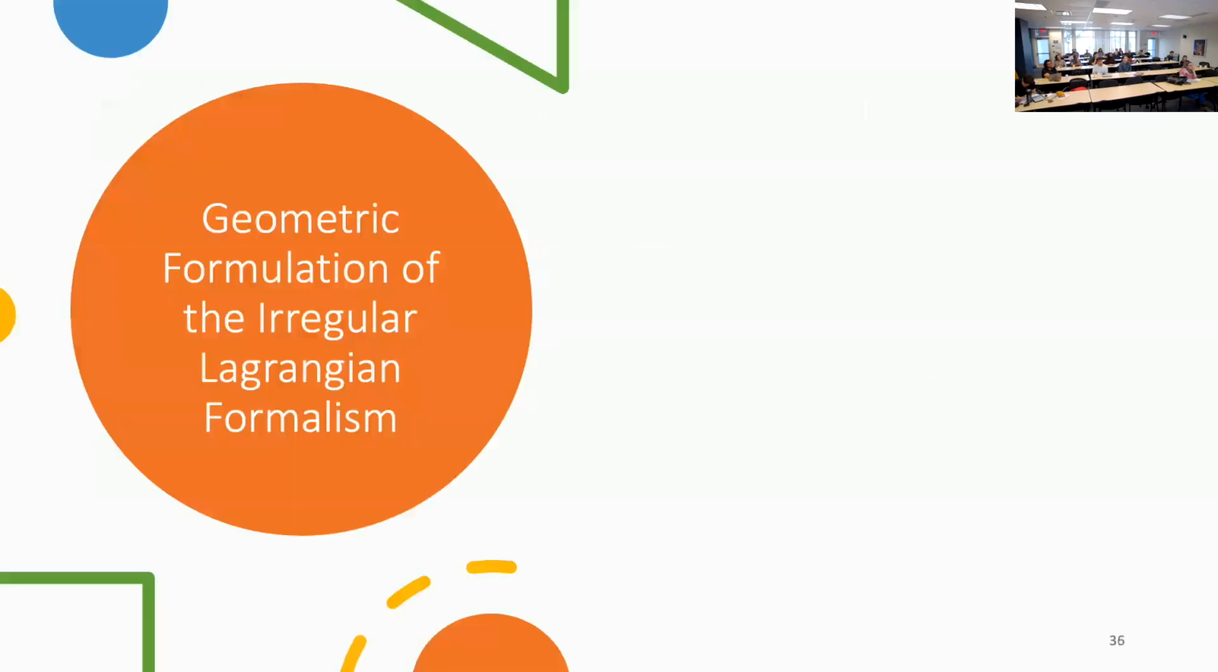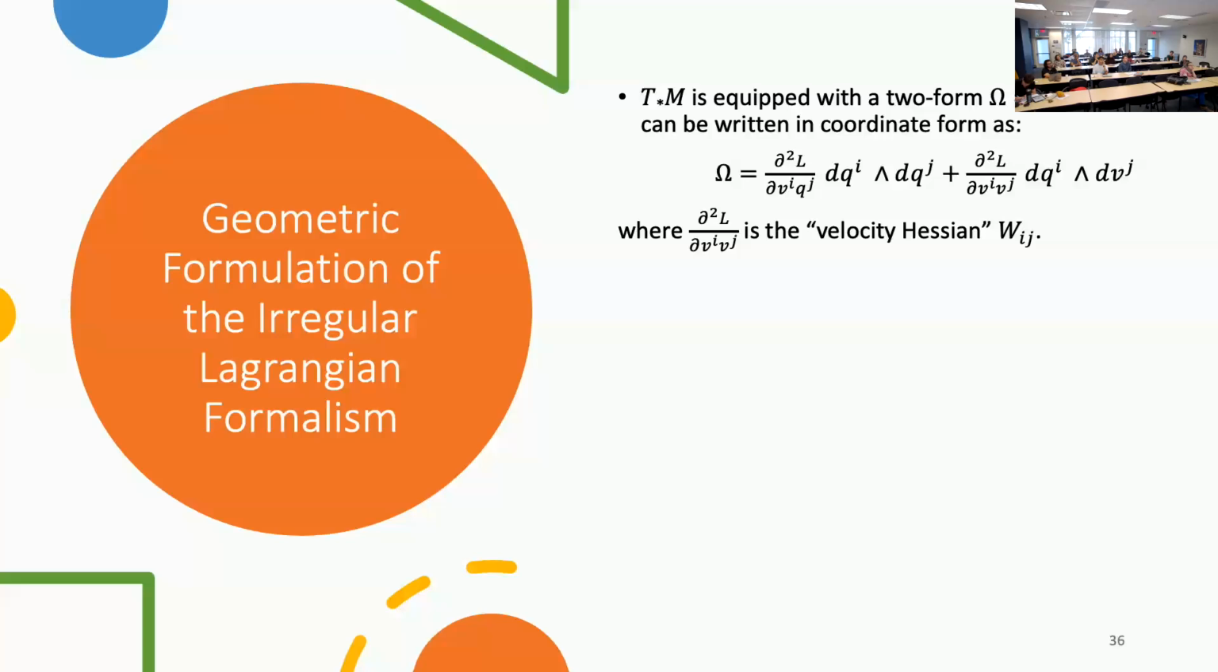So let's turn to this geometric way of thinking about the irregular Lagrangian formalism. First of all, we can think of the tangent bundle as being equipped with a two form. That's just the pullback of the two form on the Hamiltonian side, which can be written in coordinate form in the way that I write up here. One important term in there is the second derivative of the Lagrangian with respect to velocities, which we call the velocity Hessian. This is important because it's just in the case where this thing is not invertible that the Legendre transformation is degenerate.